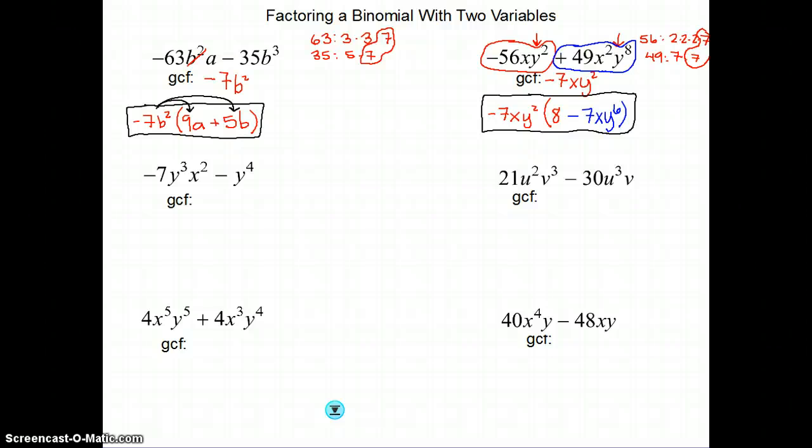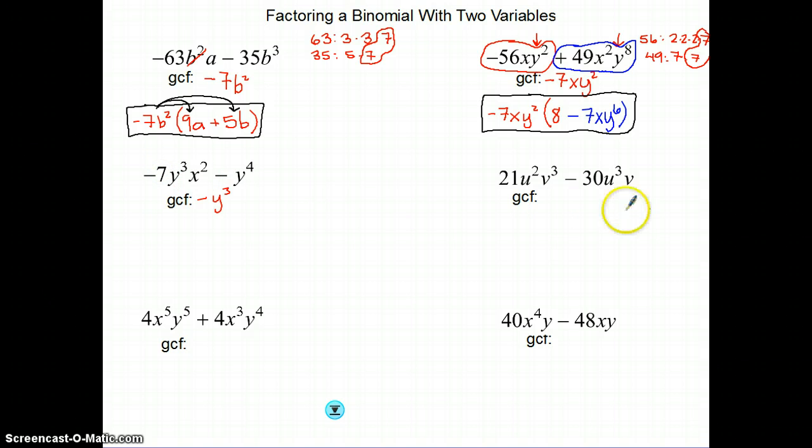I'll do one more, and then I'll ask you to try the next few on your own. Step 1, I'm going to look for my greatest common factor. Looking at the coefficients, I need my greatest common factor to be negative, but other than that, these two have nothing in common. So I have a negative. Looking at my y's, I have y to the 3rd and y to the 4th. So the most y's I can take out are 3, so y to the 3rd power. And looking at my x's, I have 2 here and none in the second term, so I'm unable to take out any x's. So my greatest common factor is simply going to be negative y to the 3rd power.